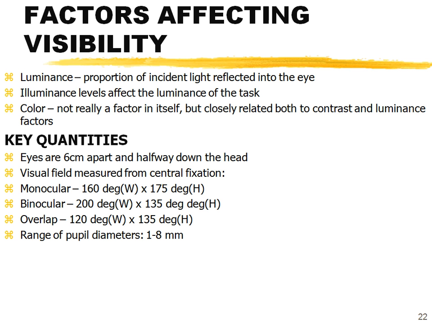Okay? The eyes are, of course, roughly about halfway down your head. The visual field that you actually see for each eye is quite interesting. For monocular vision, you get about 160 degrees width, 175 degrees in height. Okay? That's a fairly large visual field that we have.